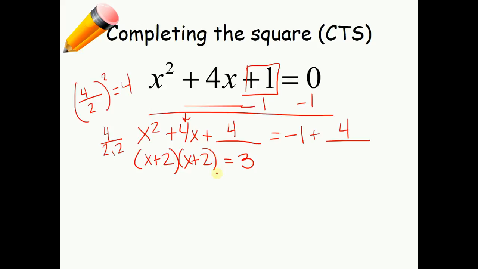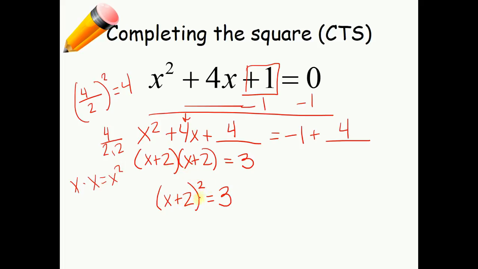Now notice, guys, on this left-hand side, I have x plus 2 times x plus 2. It's too bad we can't rewrite that using a shorter notation. Which we can, right? If I have something written twice, all that means is I would have x plus 2 squared equals 3, because if I have x times x, that's x squared. Now I can solve this.